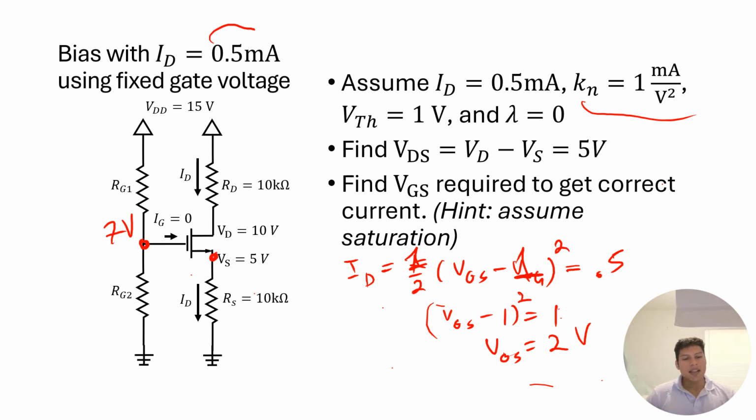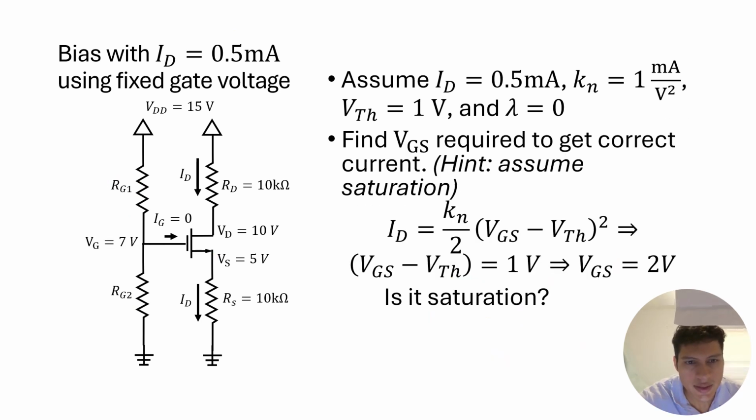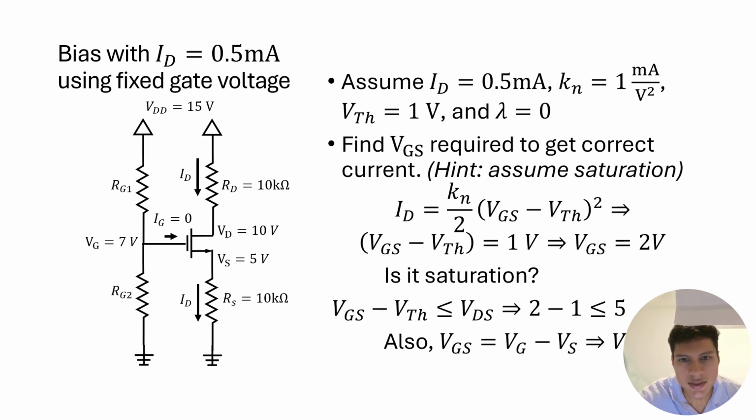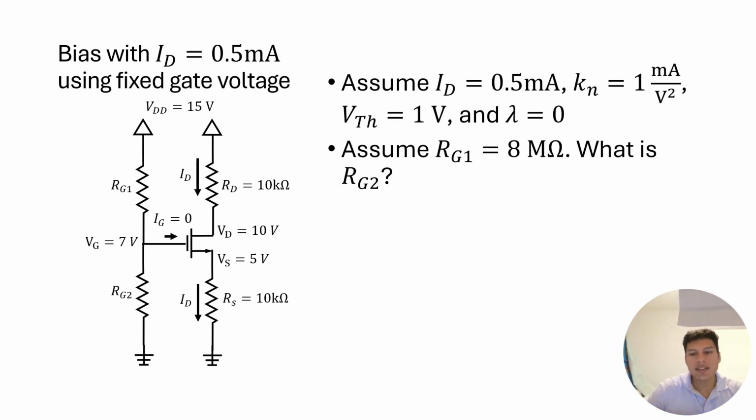All right, so now we can actually figure out what the resistances are that would get us 7 volts there. And of course, since there are 2 resistances, we can choose one however we want, and then the other one will follow from that. Okay, so let's continue on with this. We chose it for saturation. Let's assume that we choose RG1 to be 8 mega ohms.